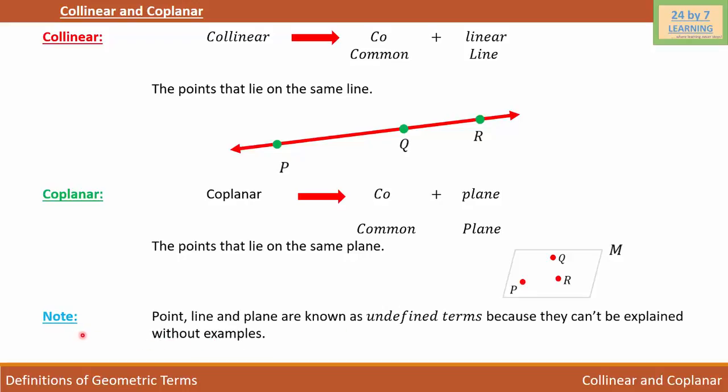One thing we need to remember is that point, line, and plane are known as undefined terms because they cannot be explained without examples. So we can simply say that point, line, and plane are undefined terms. And this is how we define collinear and coplanar.